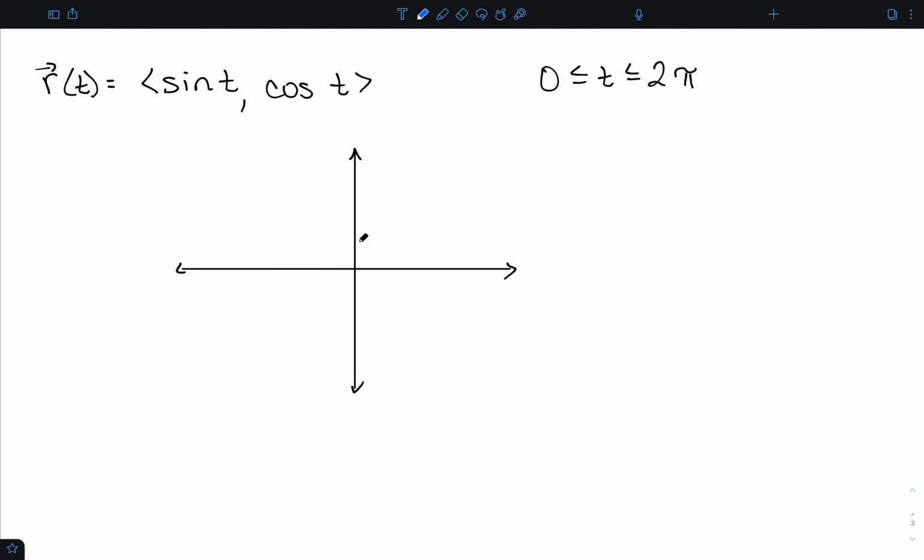There are a lot of examples of common vector-valued functions, but we're just going to look at a few. We've already looked at cosine t, sine t. This time, let's consider sine t, cosine t. Here I have my graph. As I plug in 0, sine of 0 is 0, and cosine of 0 is 1. So that would be the vector 0, 1. Plugging in pi over 2, sine of pi over 2 is 1, and cosine of pi over 2 is 0. So that would be the vector 1, 0.